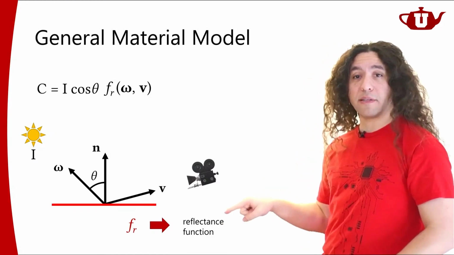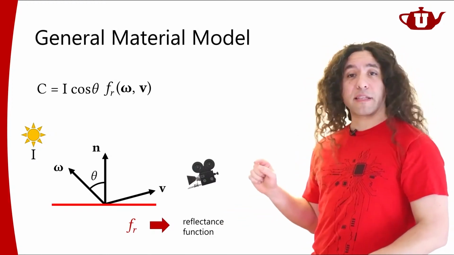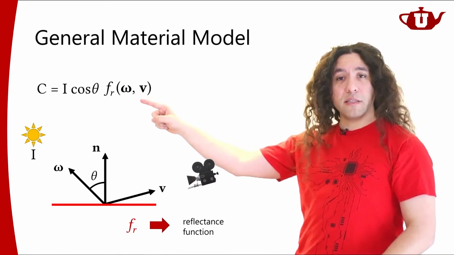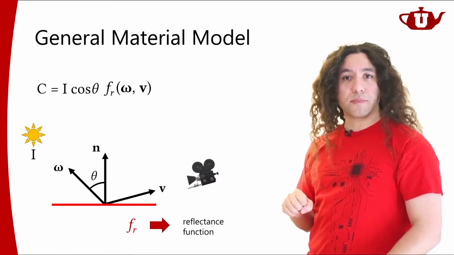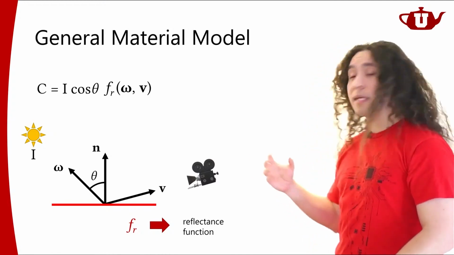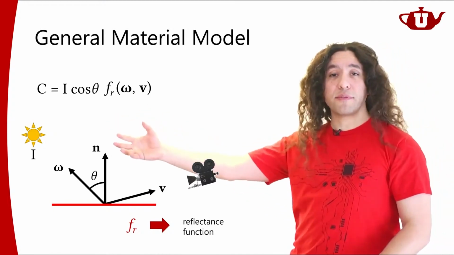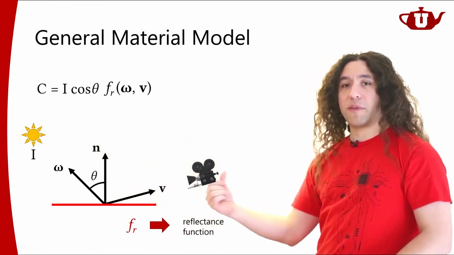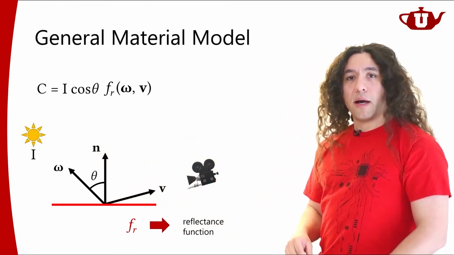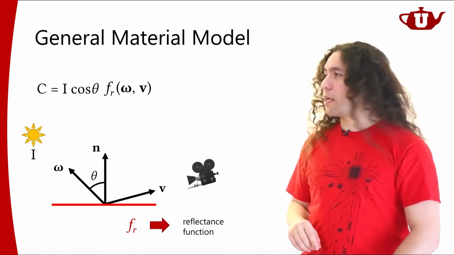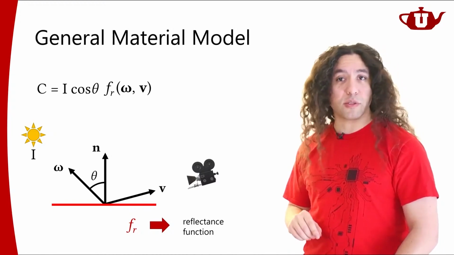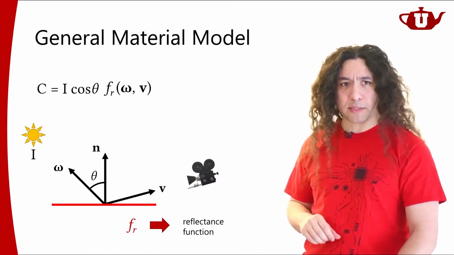So this is going to be a reflectance function, and that reflectance function is going to receive the incoming light direction and the outgoing light direction. That tells us basically what percentage of the incoming light coming from this direction is reflected in this direction. We're going to talk about this in a bit more detail later. So this is what's called a bidirectional reflectance distribution function, more specifically. We'll talk about it in a little bit.